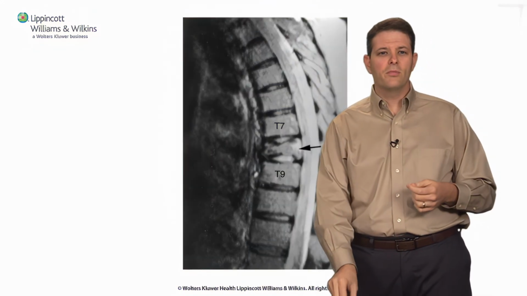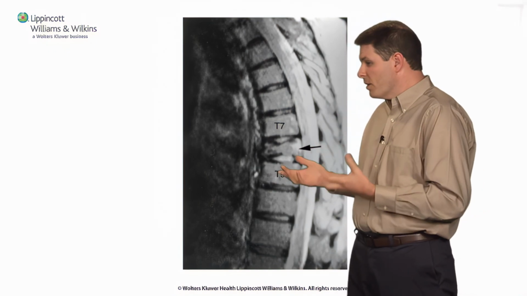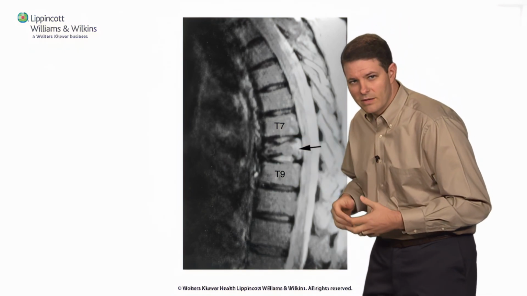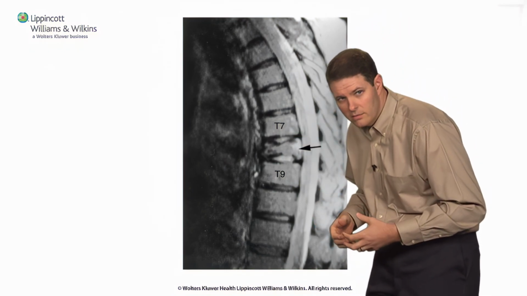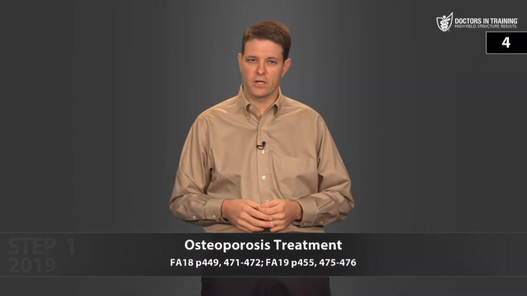Now these patients can also present with vertebral compression fractures, which may or may not be painful. But these compression fractures eventually lead to pronounced kyphosis and loss of height. This is one of the reasons that older people seem to be shrinking. Let's look at the study guide and talk about how we treat osteoporosis and prevent those fractures.